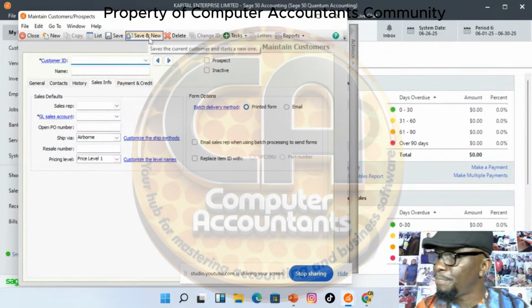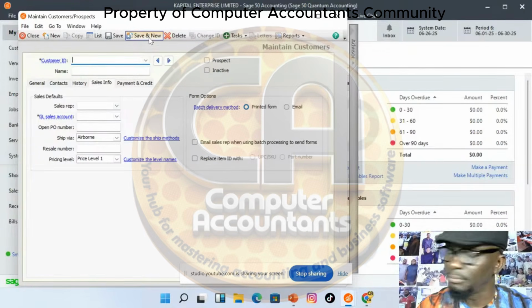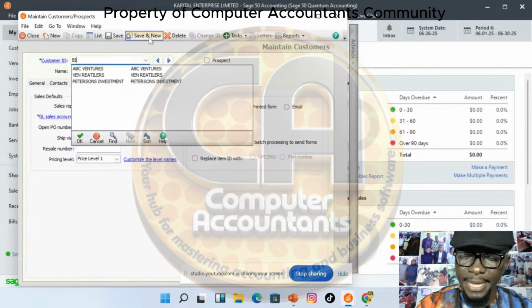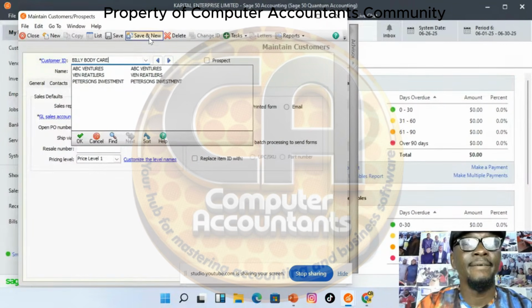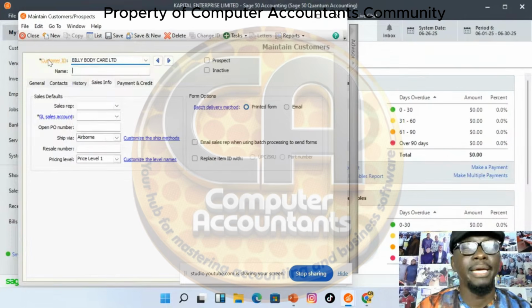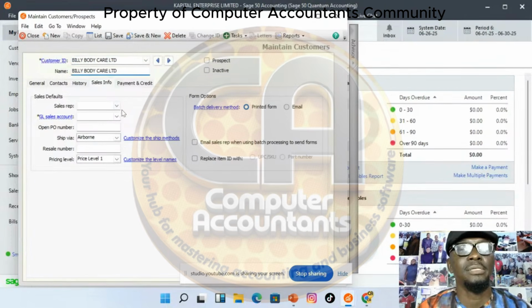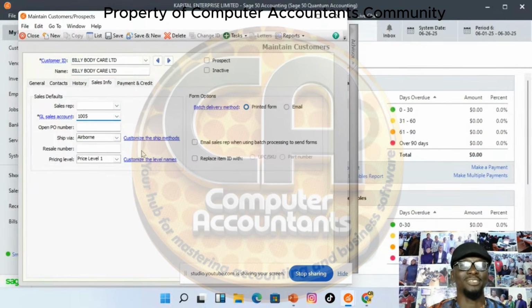Then you have Billy Body Care Limited. Enter, same thing, link him or her to the revenue account. You can see how perfect this thing is.